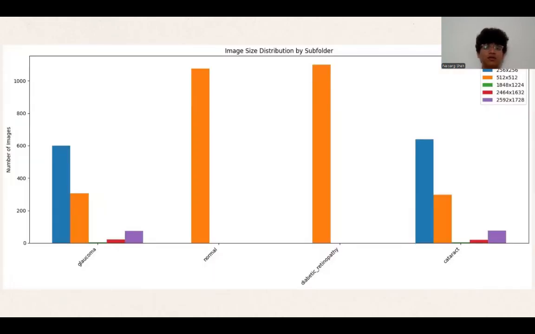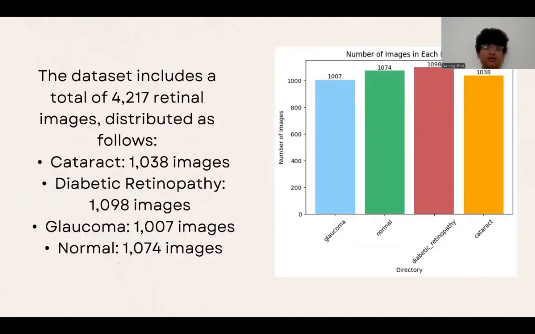So the dataset consists of 4,270 fundus images evenly distributed across four classes: cataract, diabetic retinopathy, glaucoma, and the normal case. This balanced distribution is especially important for training a fair and generalizable model that doesn't favor one condition over others. So understanding the dataset is just the first step.